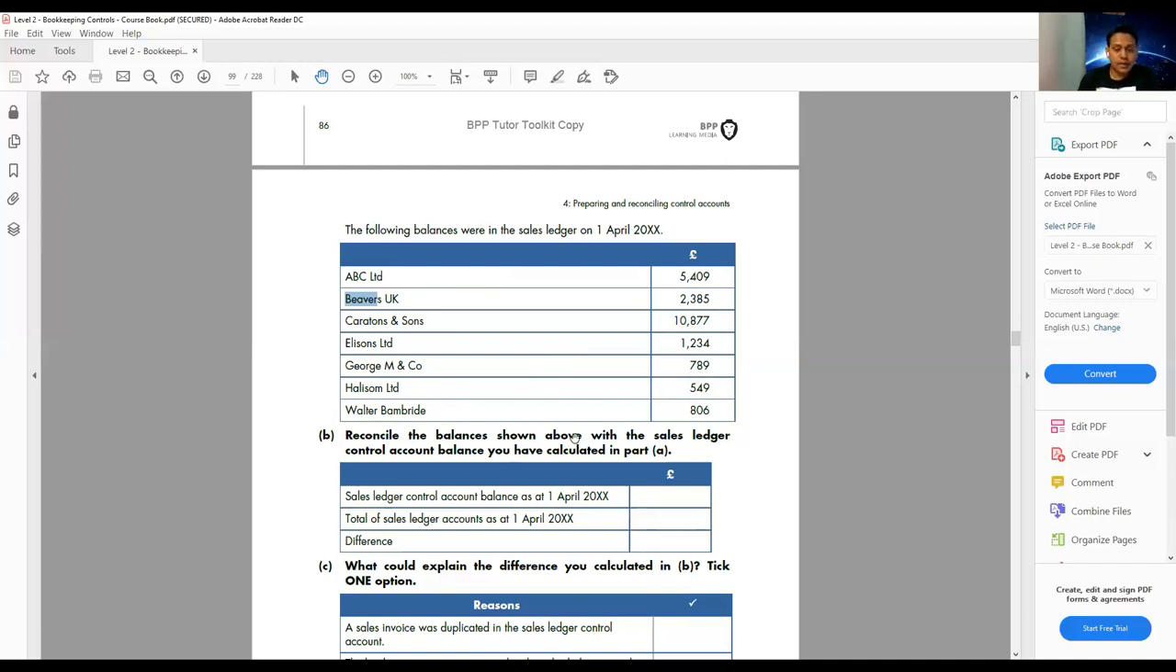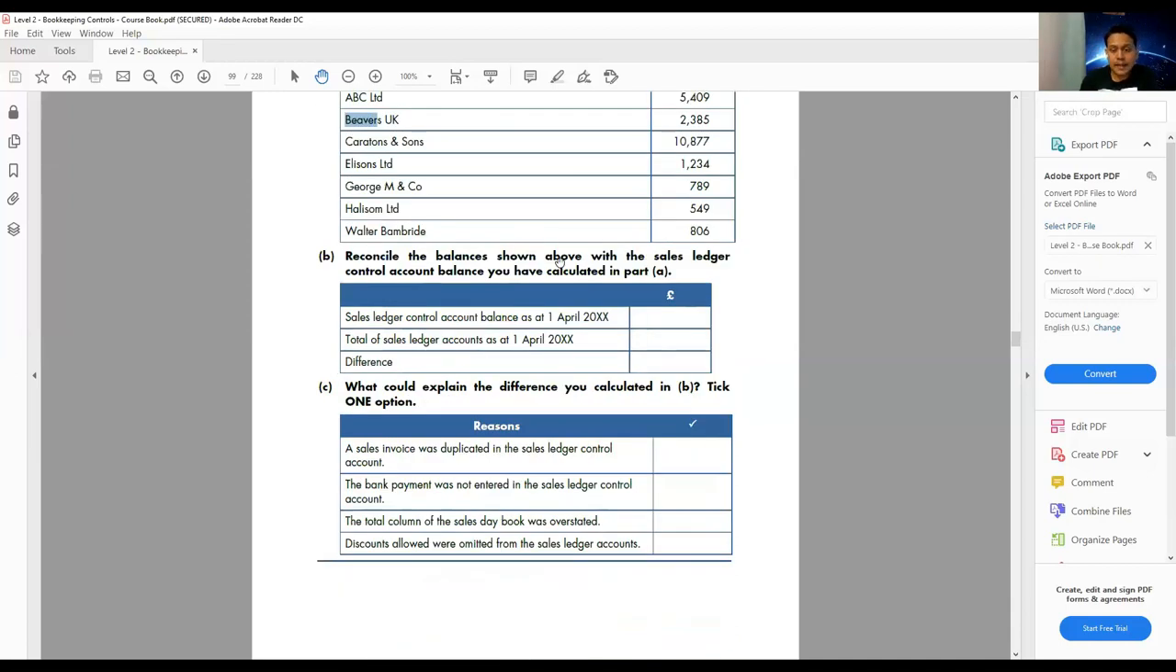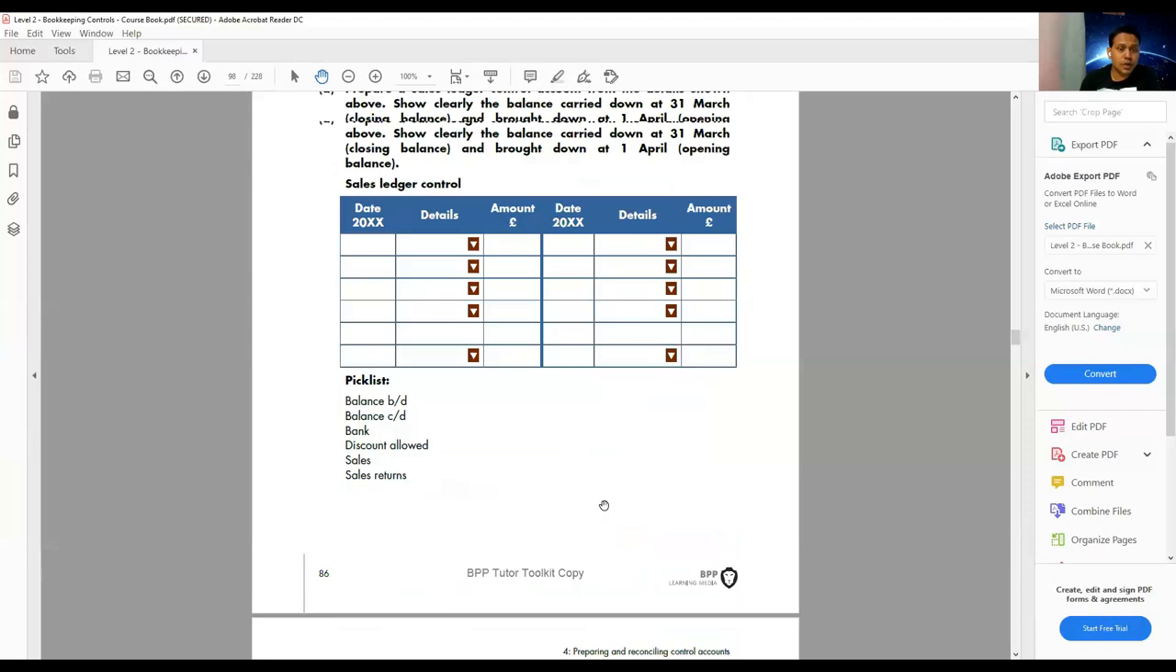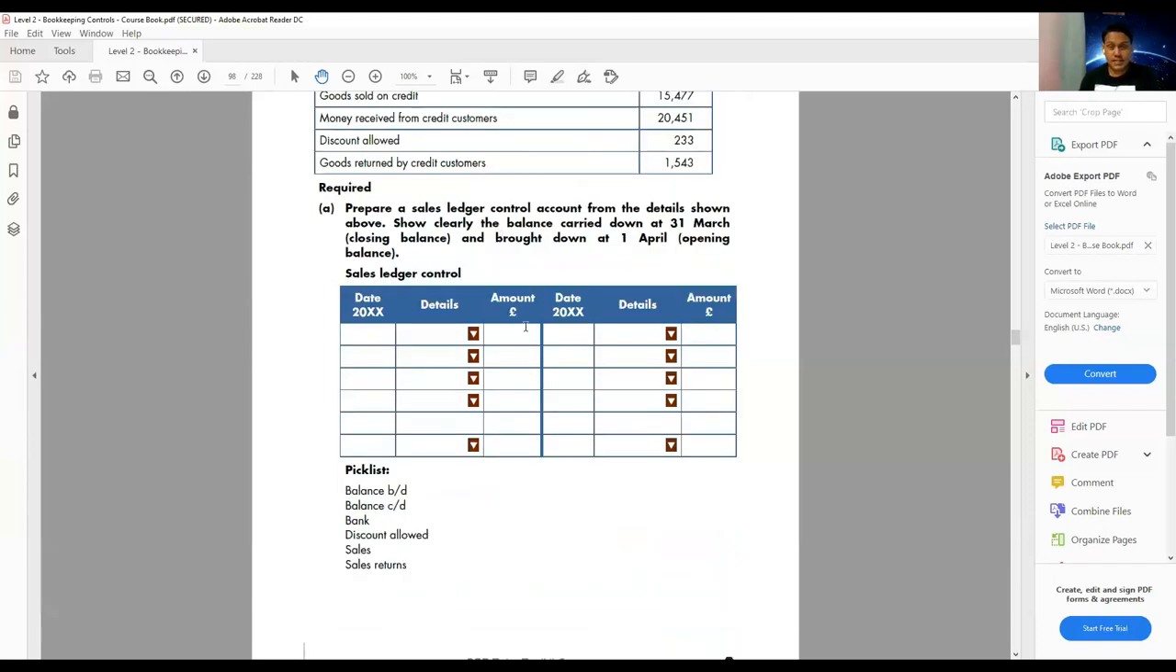After that, they'll ask you to reconcile the balance shown above with the sales ledger control account balance you have calculated in part A. So what is the difference? And after that, they'll ask why there is a difference, the reason. This is the end of the question. So you'll have four parts. The first one, they'll ask you to calculate the sales ledger control account, either the sales ledger or the purchase ledger.